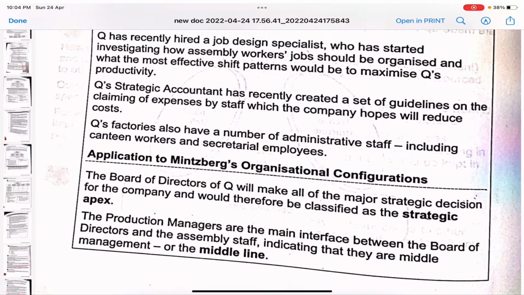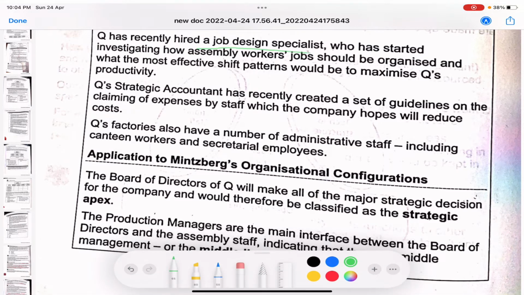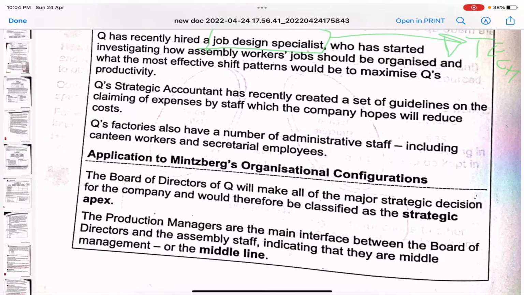Q has recently hired a job design specialist who has started investigating how assembly workers' jobs should be organized and what the most effective shift patterns would be to maximize Q's productivity. So who is a job design specialist? A job design specialist is somebody who is involved in the technostructure. We've just learned that someone who plans the jobs belongs to the technostructure.